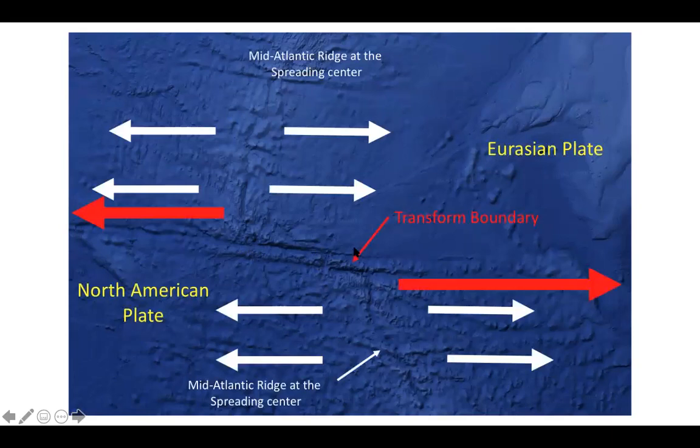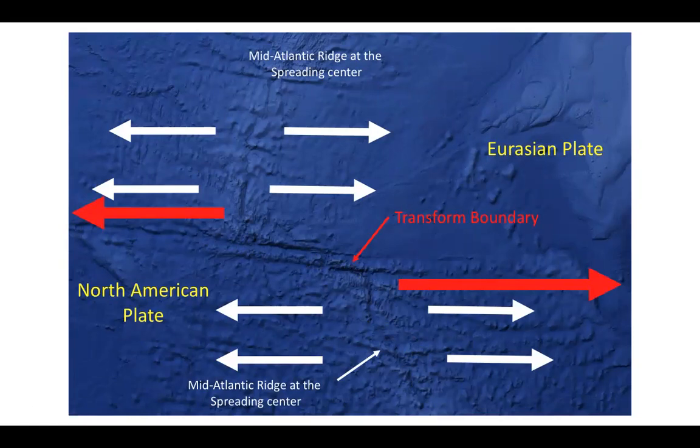So this is a more complicated idea, but you've got two things going on at once. South of the transform boundary, you've got a place where the North American plate is heading to the west and the Eurasian plate is heading to the east, and you get a mid-Atlantic ridge. Similarly, above that transform boundary, you've got a place here where there's another mid-Atlantic ridge. This plate is heading to the west, and this plate is heading to the east. So those are what the white arrows show.